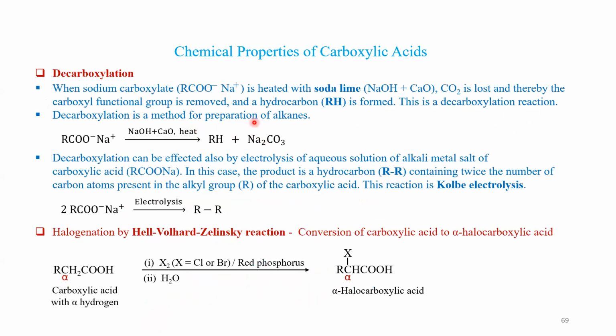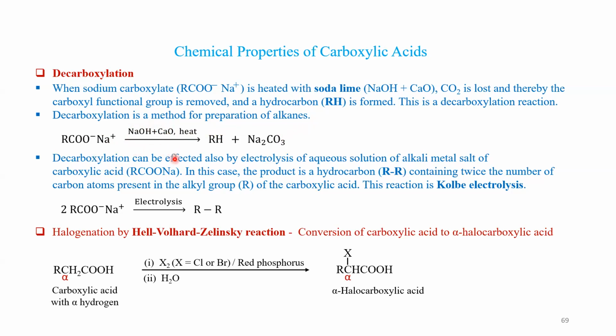So we are familiar with this: the sodium salt of a carboxylic acid upon decarboxylation will give an alkane. This is a method of preparation of alkane. When sodium carboxylate is heated with soda lime, a 1:1 mixture of sodium hydroxide and calcium oxide, carbon dioxide is lost, and thereby the carboxyl functional group is removed. So carbon dioxide goes out, and it will no more have the carboxyl functional group. So it's a decarboxylation reaction, and a hydrocarbon is formed. RCOOH with sodium hydroxide will give RCOO minus Na plus, and that on heating with sodium hydroxide and calcium oxide gives RH and sodium carbonate.